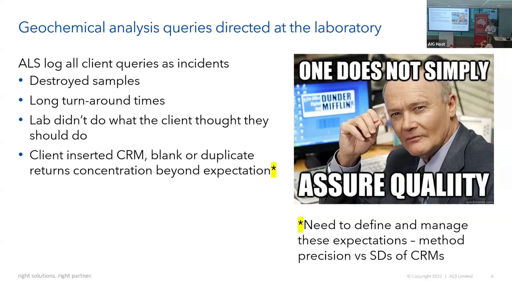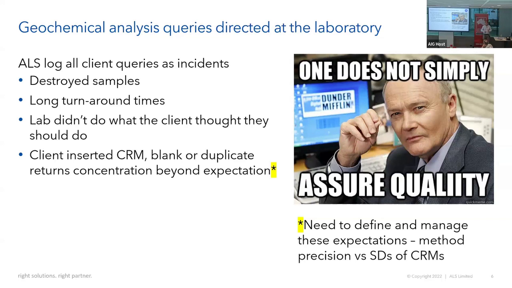There are issues around work order write-up occasionally, where a client will say that the lab didn't do what they thought that they should do. And a lot of that comes down to communication and having appropriate paperwork filled out and describing, there can be no confusion here. This is what I'm asking for. That last point there where the client inserted CRM, blank or duplicate, returns concentrations or a concentration beyond expectation. And I've got an asterisk next to that where there is a need to define and manage these expectations.